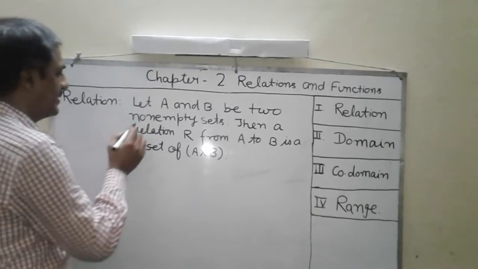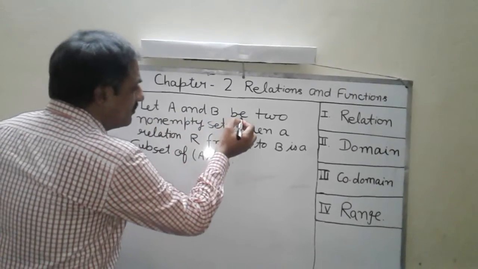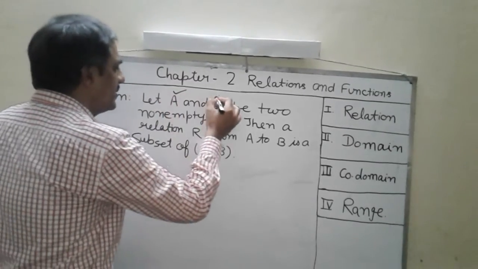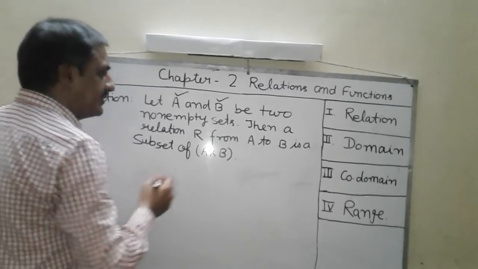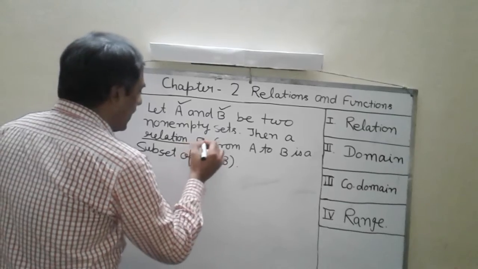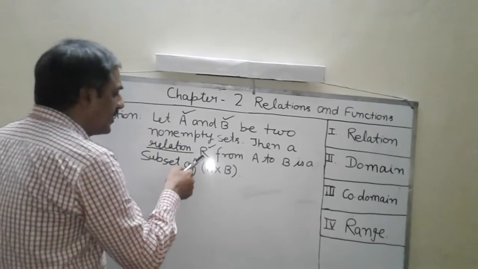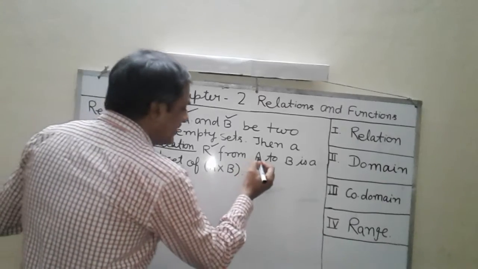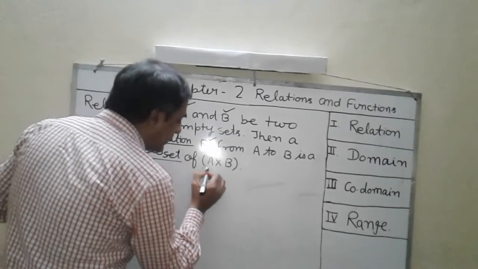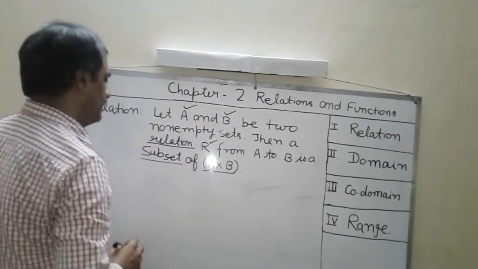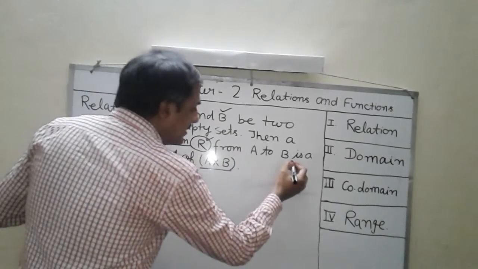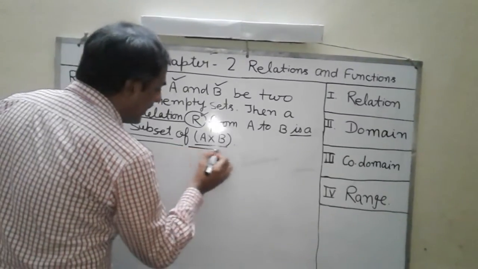According to the definition of relation, let A and B be two non-empty sets. Then a relation R, here R is what? R is a relation from set A to set B, and it is a subset of the Cartesian product from A to B. What is the relation? Relation R is a subset of A cross B.